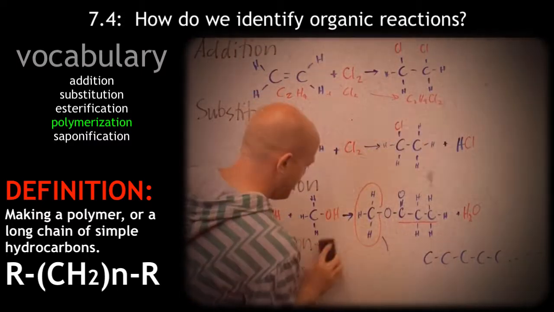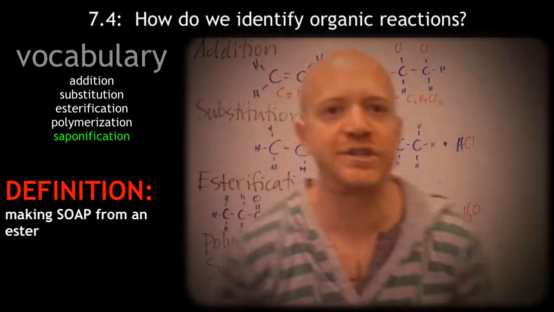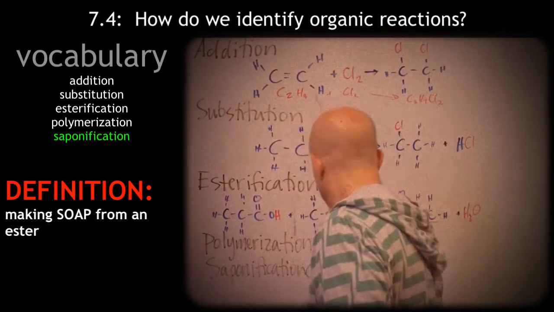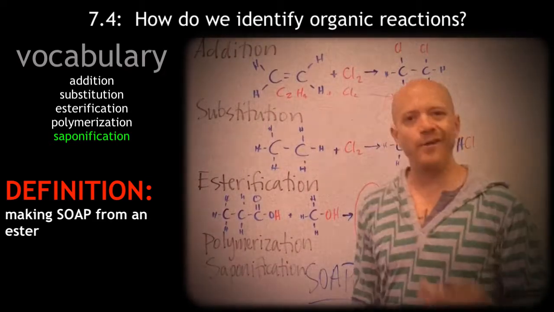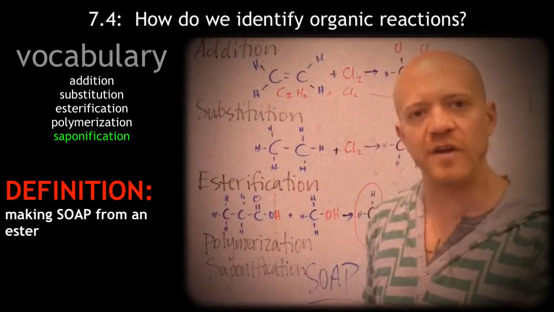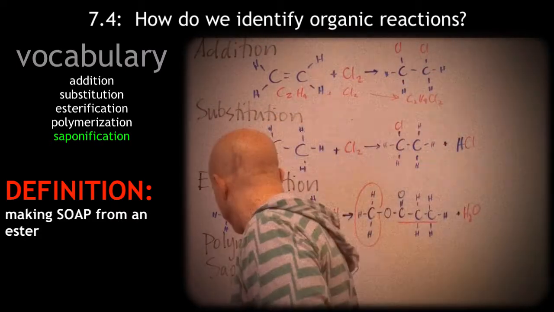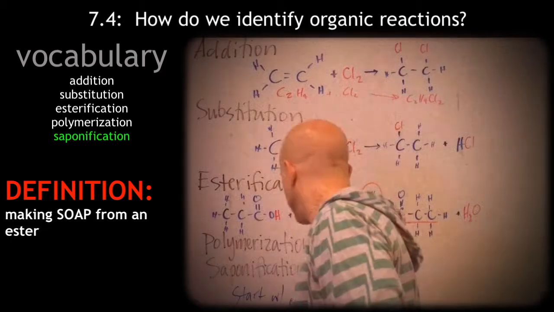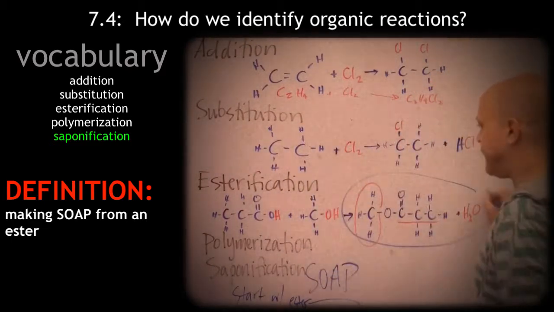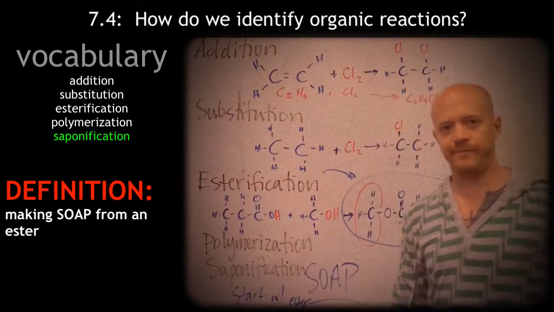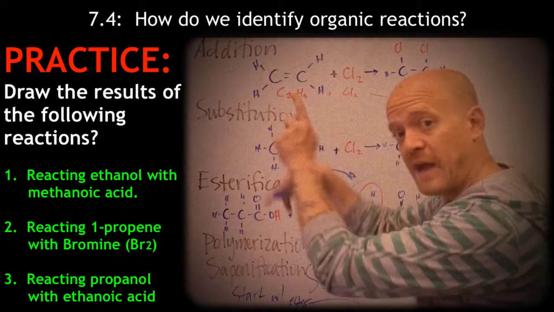And last thing is saponification, where you're making soap. Saponification makes soap. And the only thing you need to know about that is you start with an ester, you end with something else. If you're starting with an ester, it's saponification, you're making soap. If you end with an ester, it's esterification. You're making an ester. All right, good luck. You're going to do these practice problems.